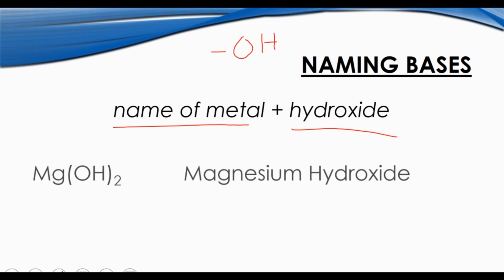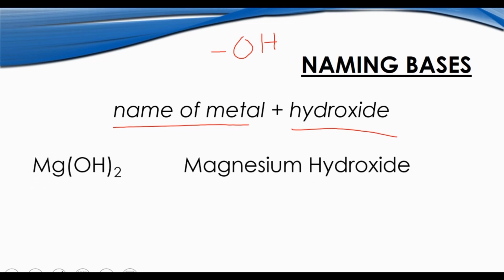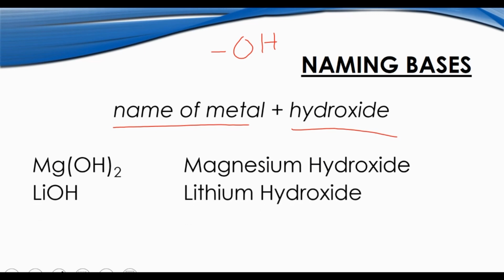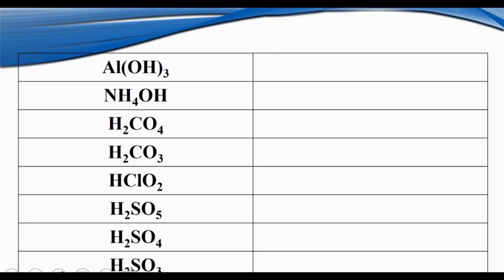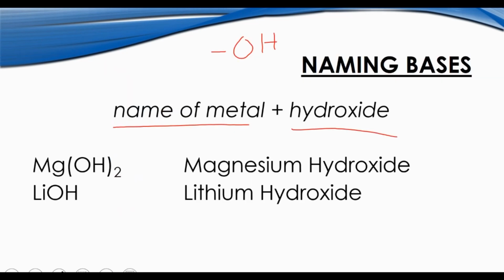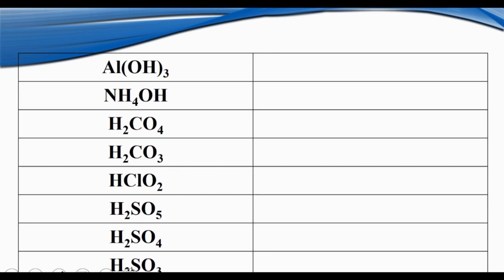So let's go ahead and look at a few examples. We have magnesium and the polyatomic hydroxide. So together they are named magnesium hydroxide. Lithium and hydroxide would come together to form lithium hydroxide. So that's pretty much it for the naming rules, right? For bases. So let's take a moment right here on screen and let's attempt to first identify if something is an acid or if it's a base, and then after that, give the name of it.